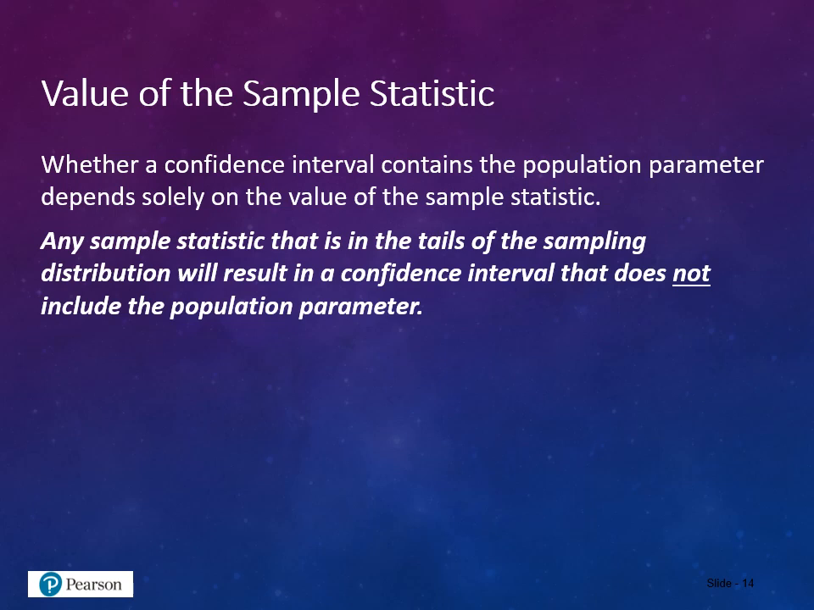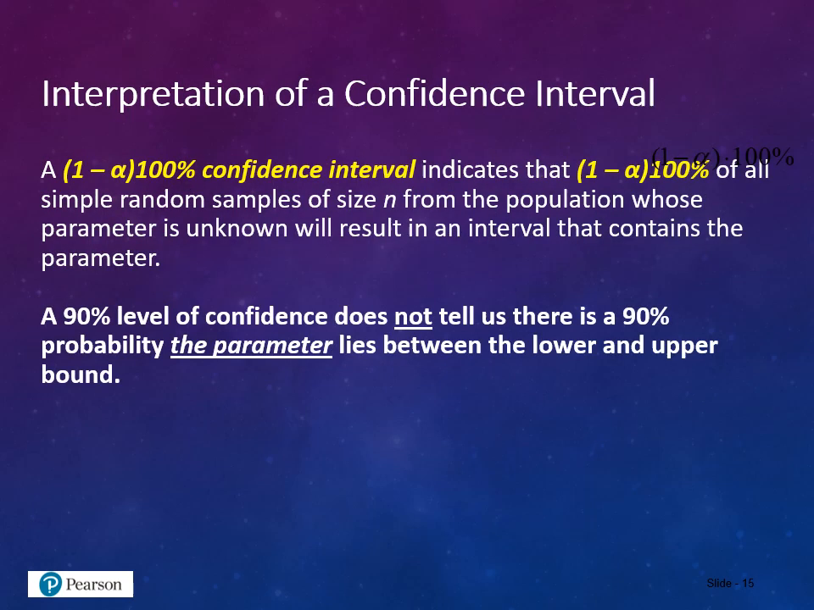The value of the sample statistic. Whether a confidence interval contains the population parameter depends solely on the value of the sample statistic. Any sample statistic that is in the tails of the sampling distribution will result in a confidence interval that does not include the population parameter. Okay, so that's when it's out on those outer edges beyond the 1.96 standard deviations. It does not include the population parameter. It's too far out. You might think of it like an outlier to some degree.